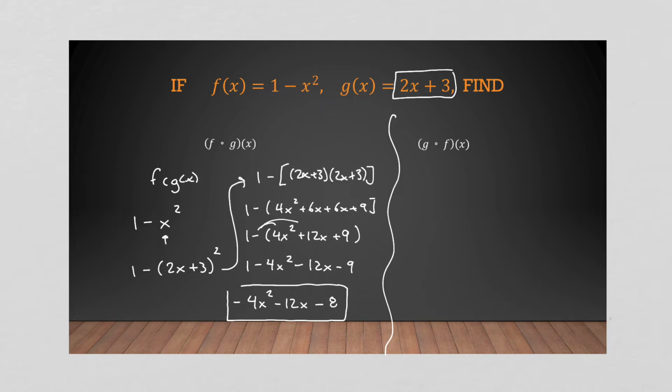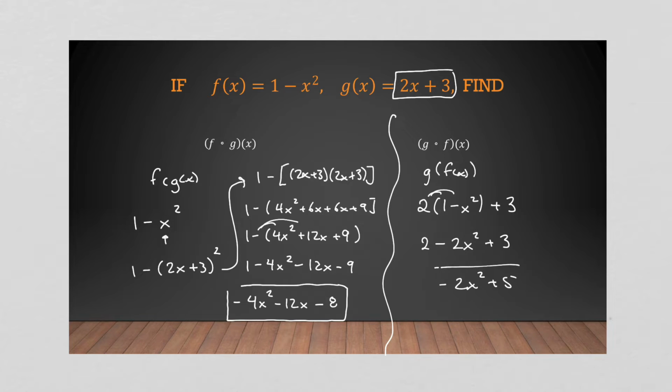So g of f of x means we take our g function and now we're plugging in my f function. So I have 2, and then instead of the x here, I'm plugging in 1 minus x squared, and then plus 3. And now I just simply distribute this one. This one's a lot easier algebraically. I end up with negative 2x squared plus 5. So you can see two very different answers depending on which function is being composed of which.